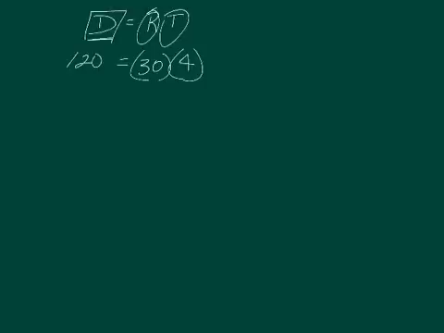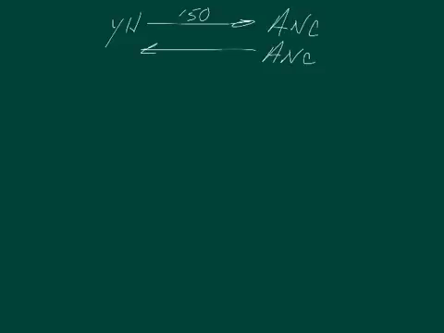So let's say you're going from your house to Anchorage, and that's 150 miles. And then you go from Anchorage back to your house, you've also got 150 miles. Doesn't matter how fast you went and how long it took you, you went the same distance. So the distance to Anchorage equals the distance from Anchorage.